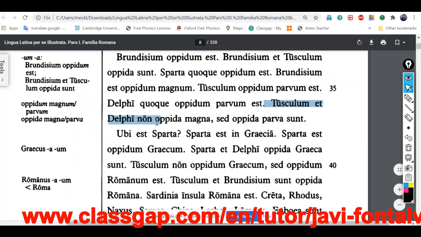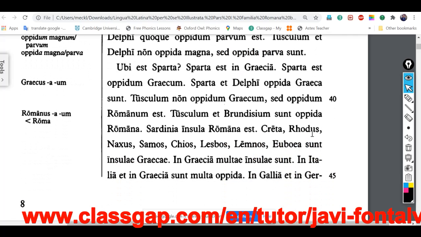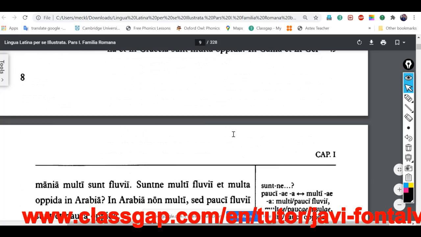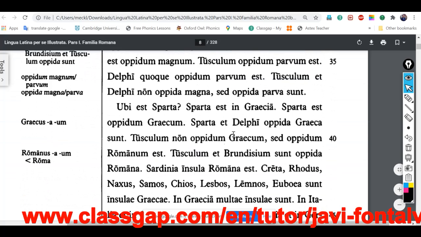Tusculum et Delphi non oppida magna, sed oppida parva sunt. Tusculo y Delphi no son ciudades grandes, sino ciudades pequeñas. Good job. Okay, I think we almost finished. Oh, we have more. We're going to do a little bit more today.